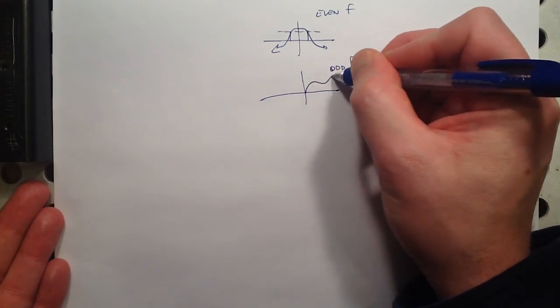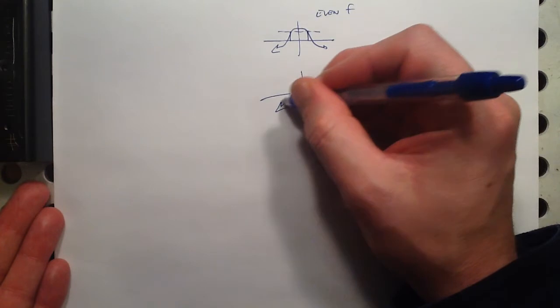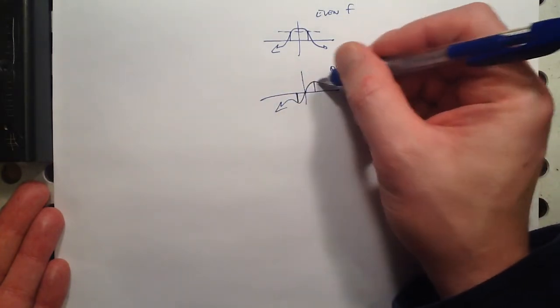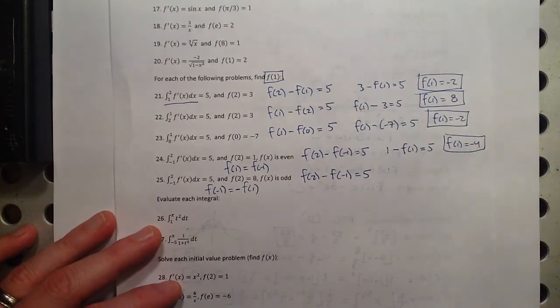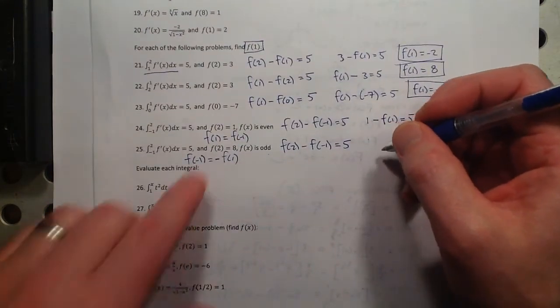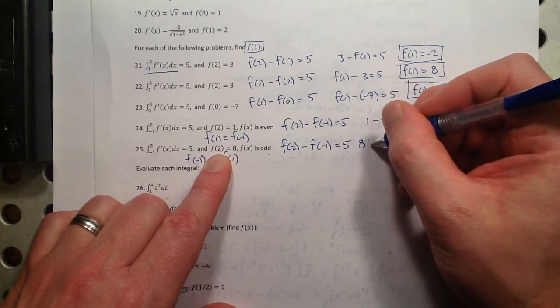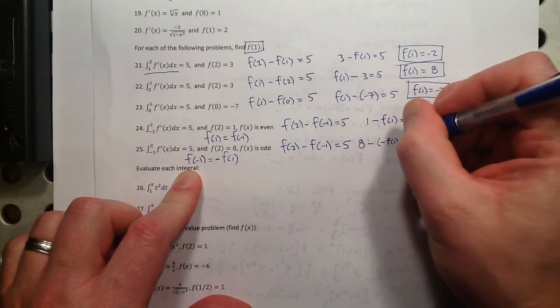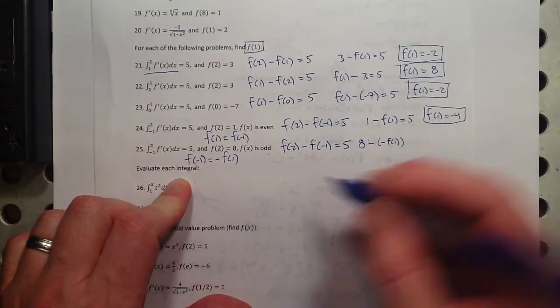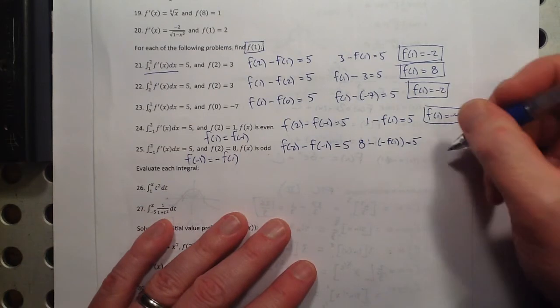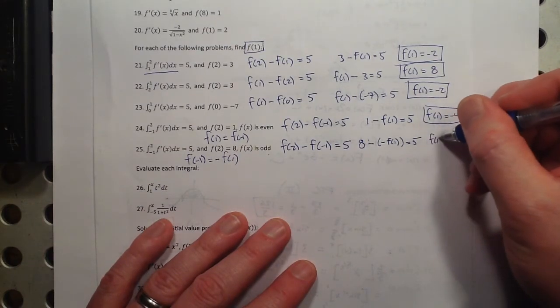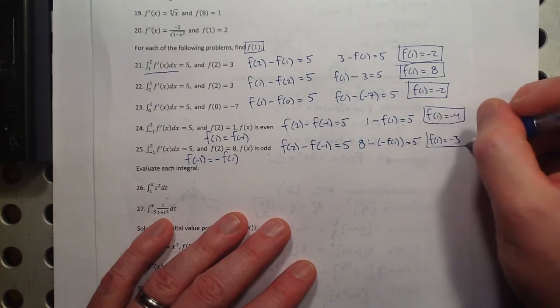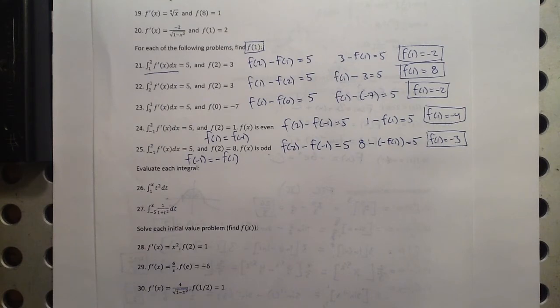then we know that whatever happens on this side happens exactly the other way. So whatever f of 1 is, f of negative 1 is the opposite. So these are opposites here. So let's see what we can do with that. So 8 minus negative f of 1, right, I'm making that substitution there, is equal to 5. So that means that f of 1 is negative 3. Okay?